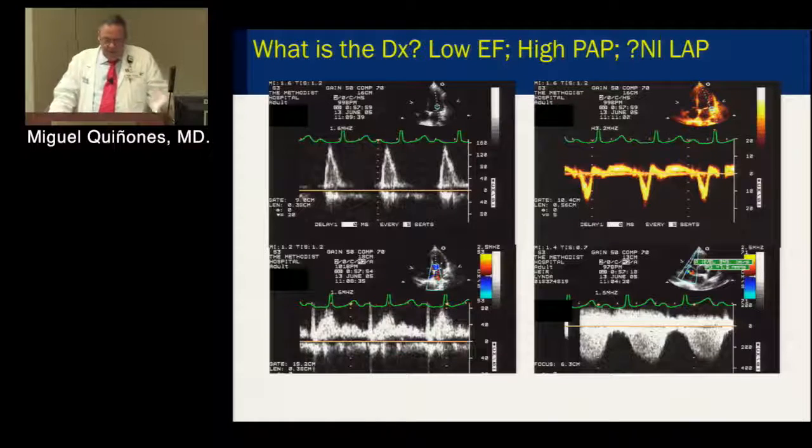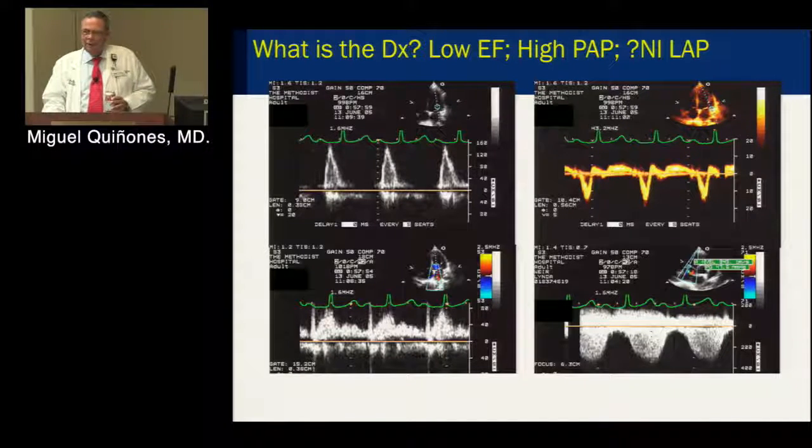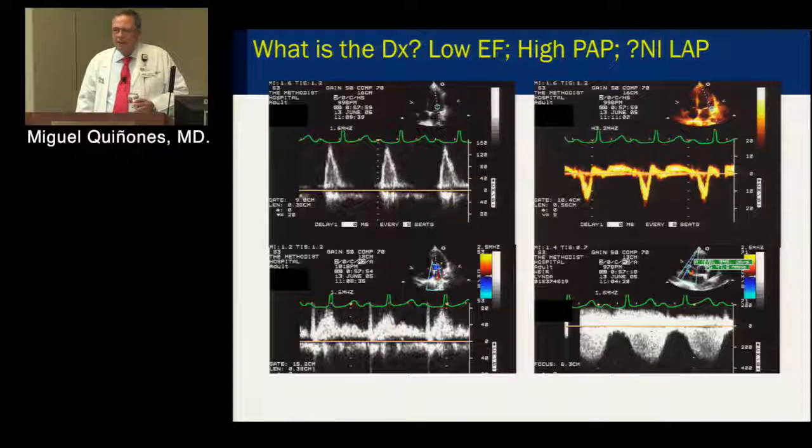Now remember, we see more than an echo on a screen when we do an echo. So what else is on this screen that may help you? What else do we see in all 4 panels here besides echo pictures? EKG. What does the EKG show? Very long PR. In fact, so long that this is not an E wave, it's an A wave. So actually, this is not restrictive filling. It's just a big A wave here. Very long PR interval, okay?